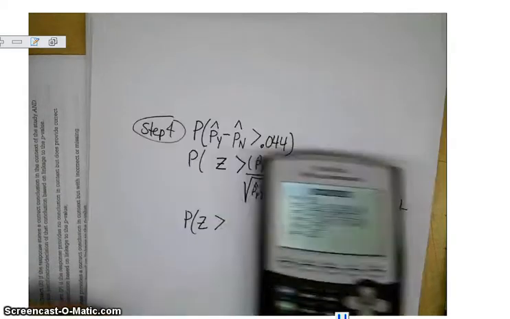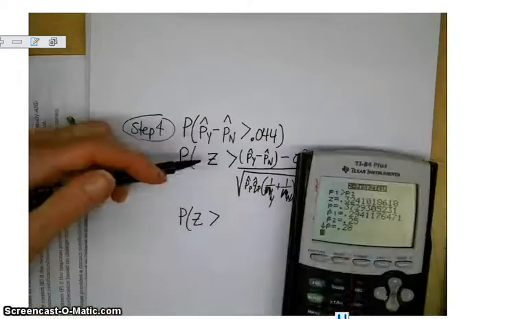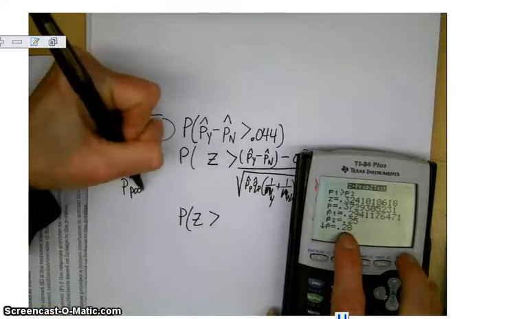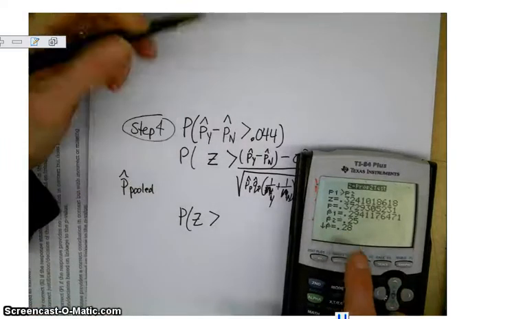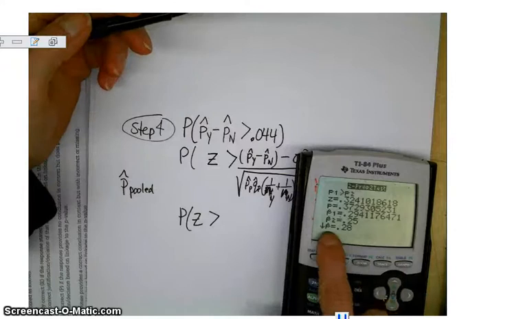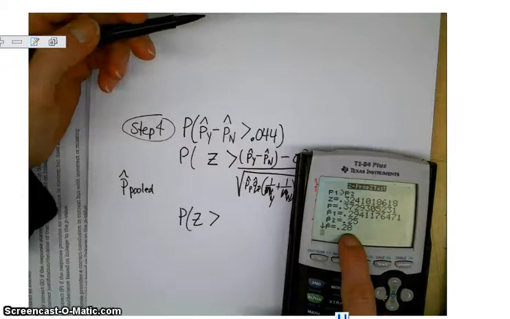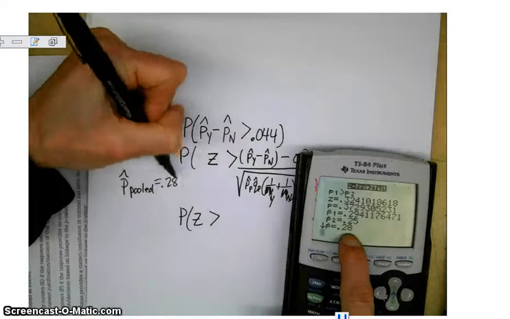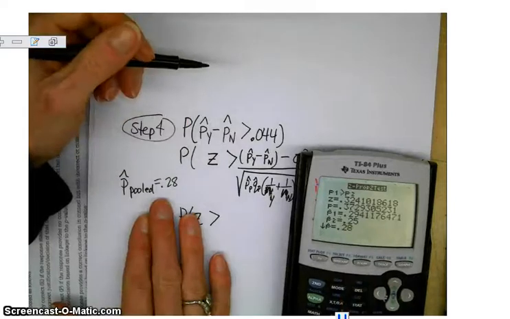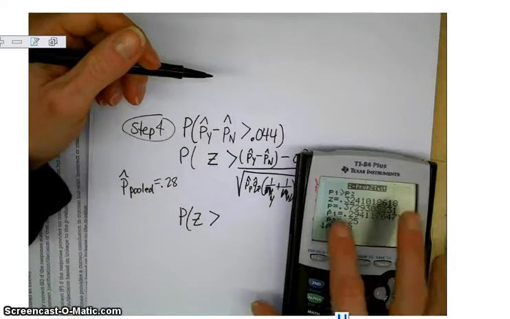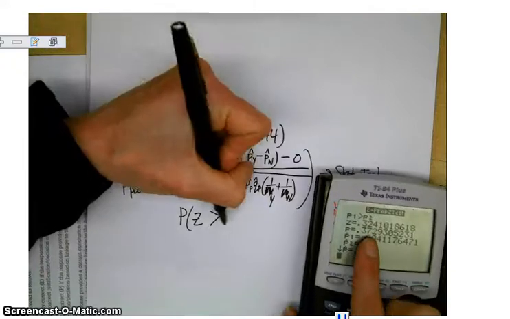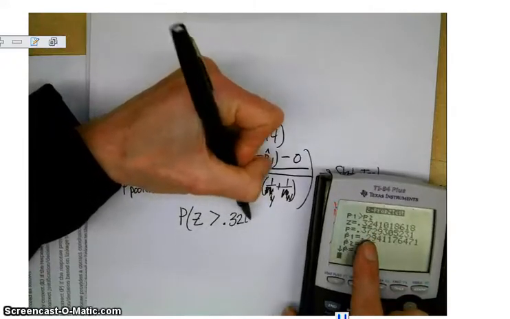Now, here's what you need to know. It gives you the p hat pooled. The p hat pooled value is the one that just says p hat 0.28. Isn't that what I calculated before? So the p hat pooled is 0.28. And you usually just want to write that down as a note. And it gives you the z. So the z, if you do the calculation with the numbers plugged in, is 0.324.